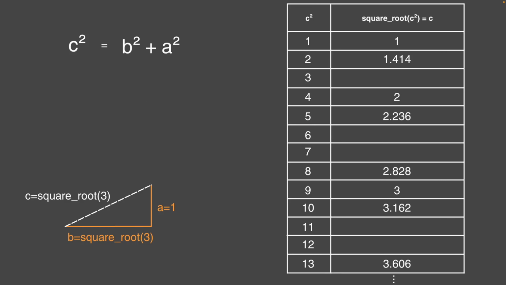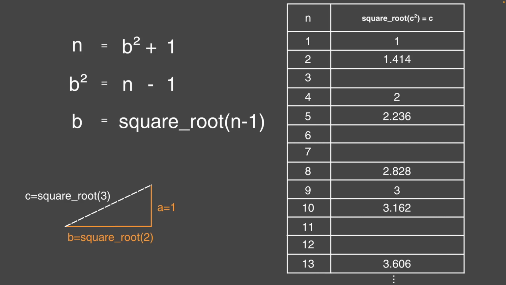Let's refine and generalize this case to all possible square roots. To do so, we'll give c a simpler name. We'll call it n. Remember that we made a equals to 1 so that a squared is also 1? Rearranging the equation, we get b squared equals to n minus 1. And finally, b would be the square root of n minus 1. Updating the triangle, if a is equals to 1, then b is equals to the square root of n minus 1. Then we draw this triangle to find its hypotenuse, which represents square root of n. Let's draw this out and see for ourselves.